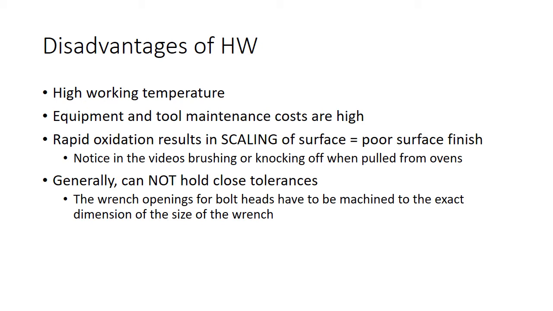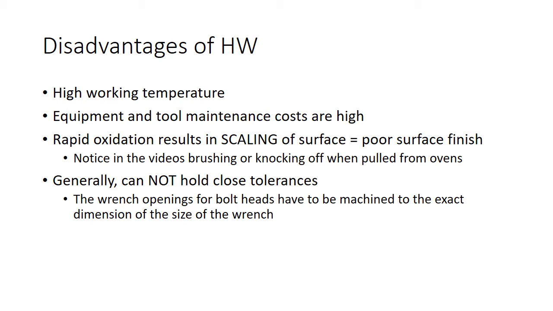Now, one of the biggest disadvantages is that scaling happens on the surface. When you get it up past the Curie point and then bring it out into the atmosphere, out of the oven, immediately the outside layer of atoms starts cooling off and scales over.